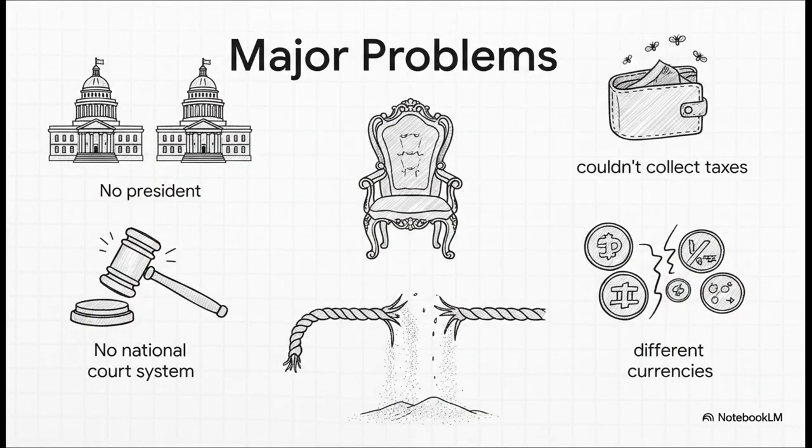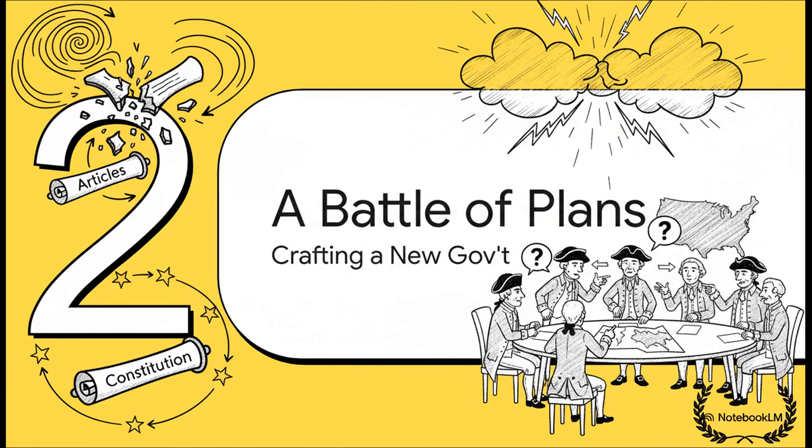So why did it fail so badly? Well, this slide, which is straight from the study notes, lays out all the problems perfectly. The main issue? The national government was just way too weak. I mean, look at this list. It couldn't collect taxes, so it couldn't pay its war debts. There was no president to enforce the laws, no national court to settle arguments between states. Each state was basically its own little country, doing its own thing, with its own money. It was total chaos.